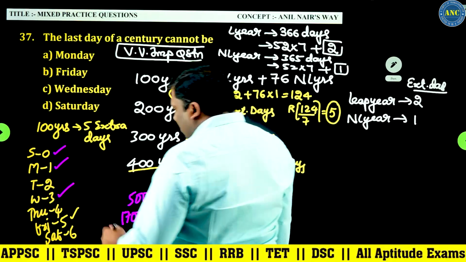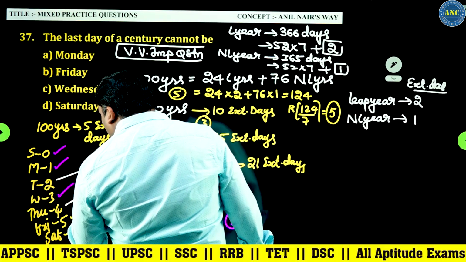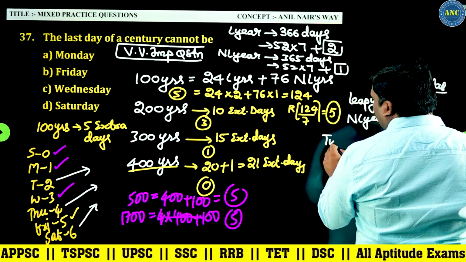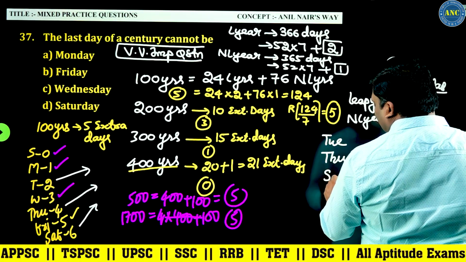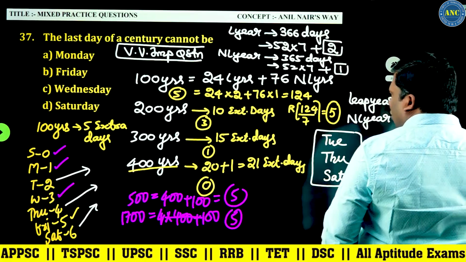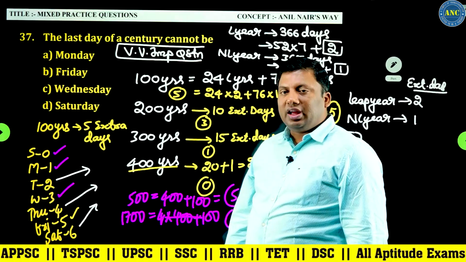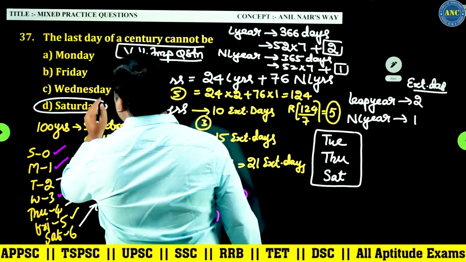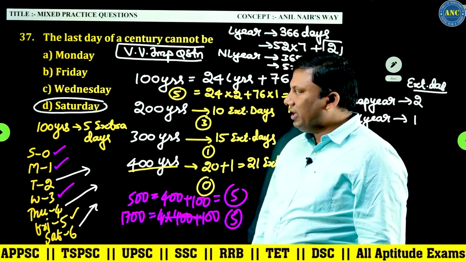5310 we got. Which cases are not possible? Tuesday not possible. Thursday not possible. Saturday not possible. So the last day of a century cannot be Tuesday, Thursday and Saturday. What is the question given? The last day of a century cannot be. Out of these options, which day can it not be? Saturday. I hope the idea is clear.